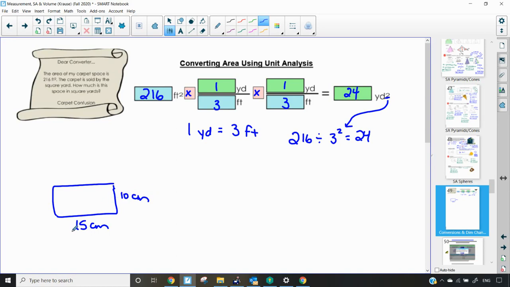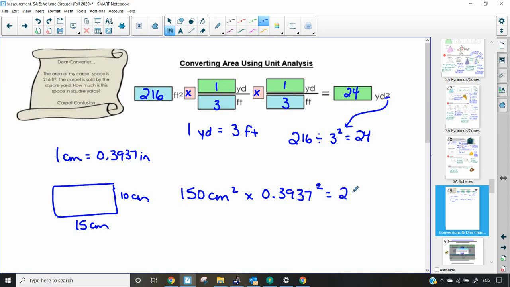convert it, 10 times 15 is 150 centimeters squared. And 1 centimeter is equal to 0.3937 inches. So if I want to go from centimeters squared to inches squared, I would multiply by 0.3937 squared, because again, I'm using square units, and I would have 150 times 0.3937 squared, which would give me 23.25 inches squared. Now, let's just check to see if that works.